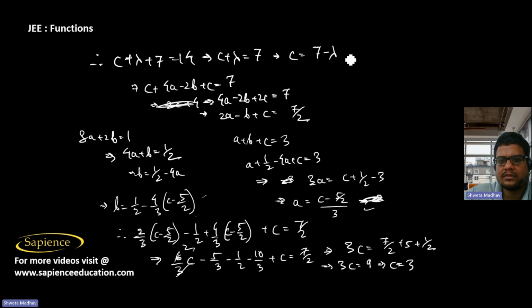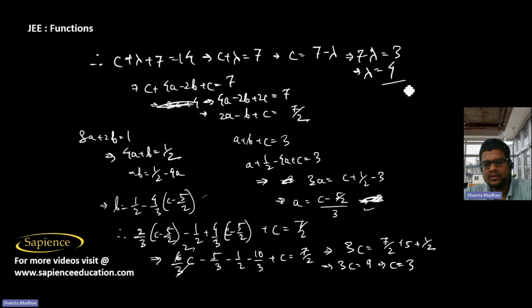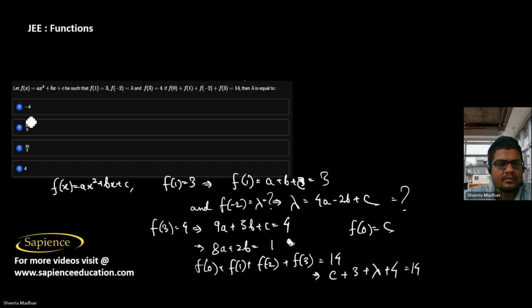C is equal to 3. So 7 minus lambda is equal to 3. So lambda will be equal to 7 minus 3, that is equal to 4. So lambda is equal to 4. Option D is the correct answer.